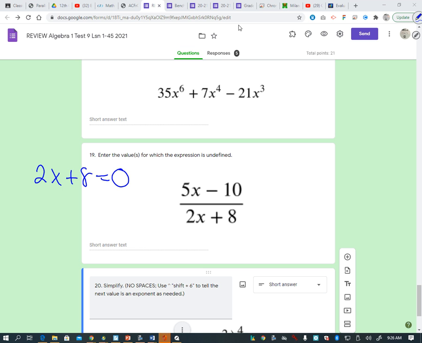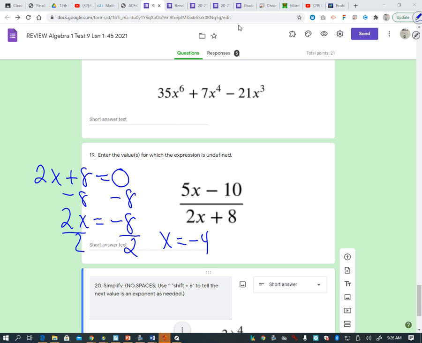What do I do first? Subtract 8 on both sides. So 2x equals negative 8. Now what? Divide by 2 on both sides. So x equals negative 4. Now let's check. What's 2 times negative 4? What's negative 8 plus 8?